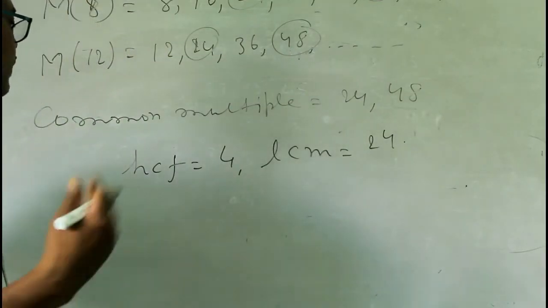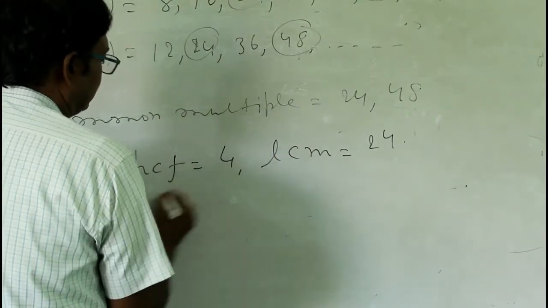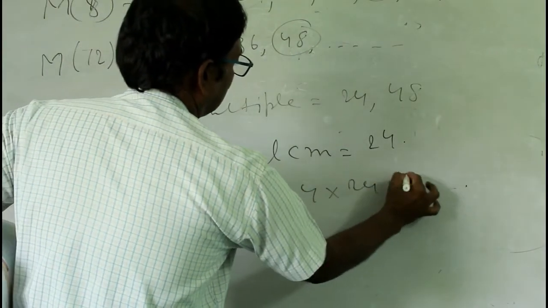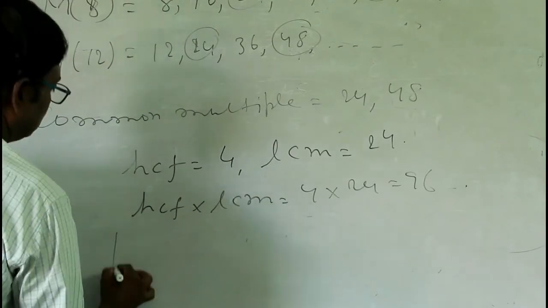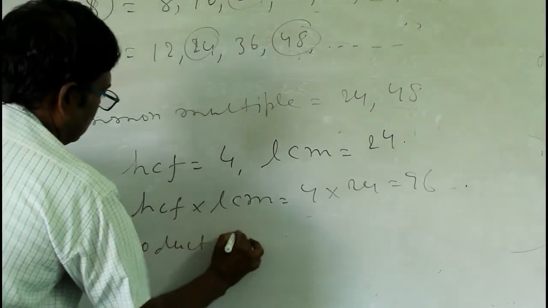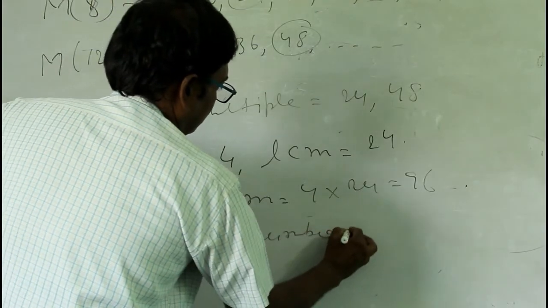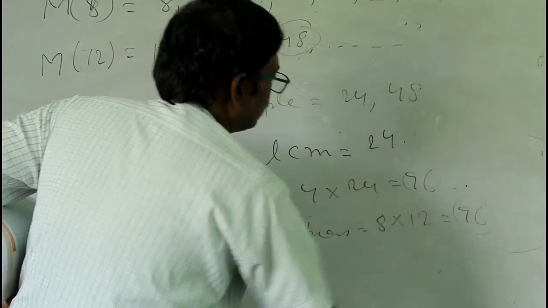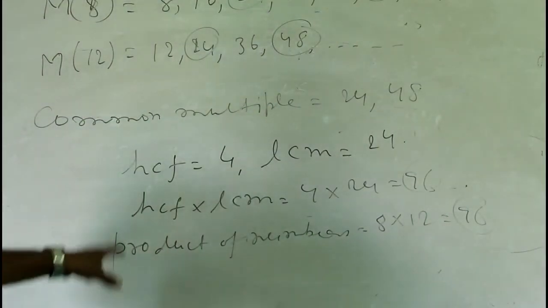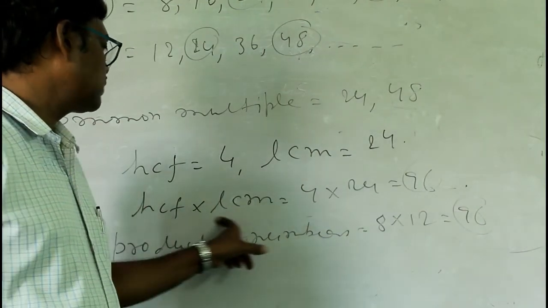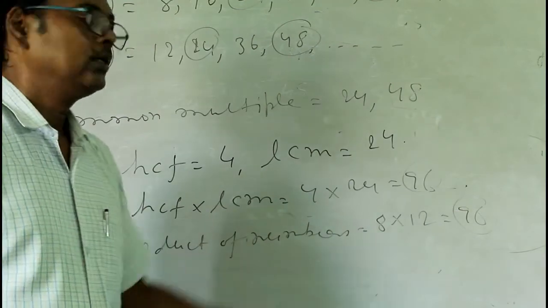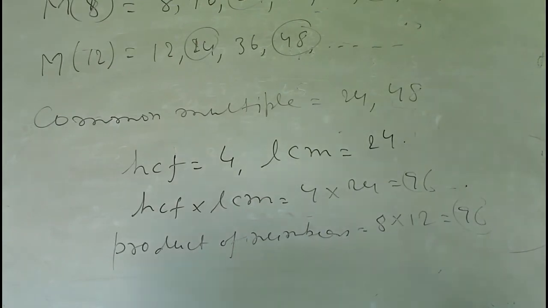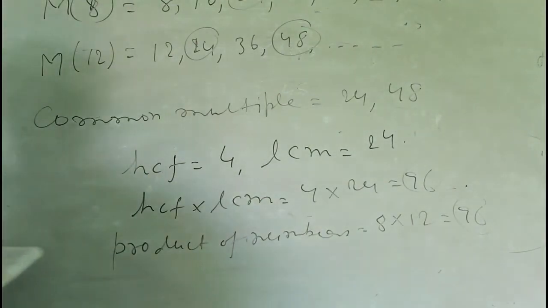Now see, there is a property here. If you multiply HCF and LCM, 4 into 24, that is 96, and multiply these 2 numbers, the product of numbers is 8 into 12, that is 96. Now see that these 2 are equal. So this is the formula: the product of the HCF and LCM is equal to the product of the numbers. So by using this property, we will find the answer of question number 5.